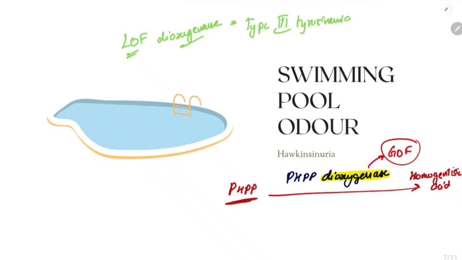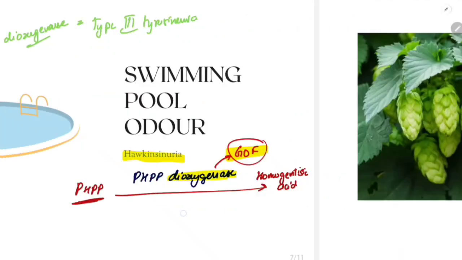So remember, swimming pool odor is seen in Hawkinsonuria, which is caused due to gain of function mutation in PHPP dioxygenase.